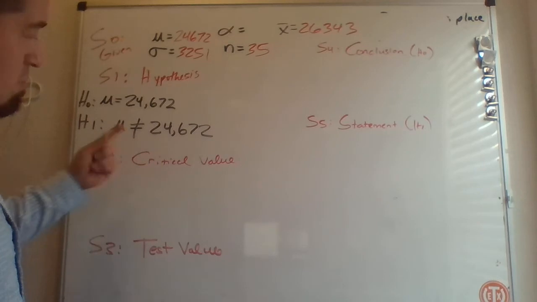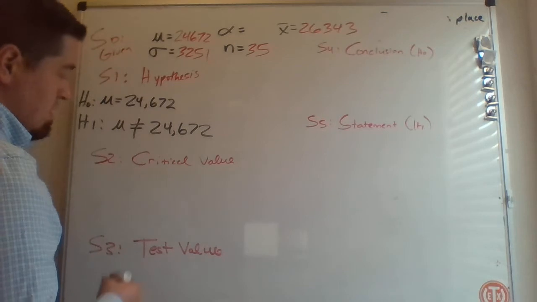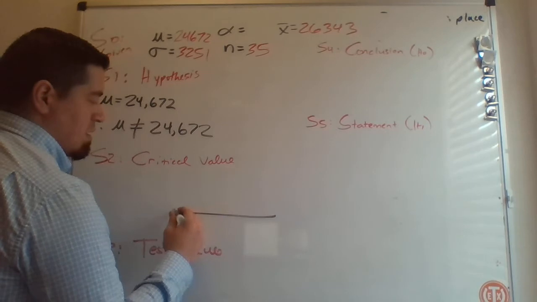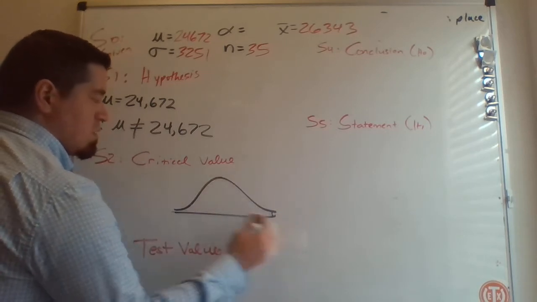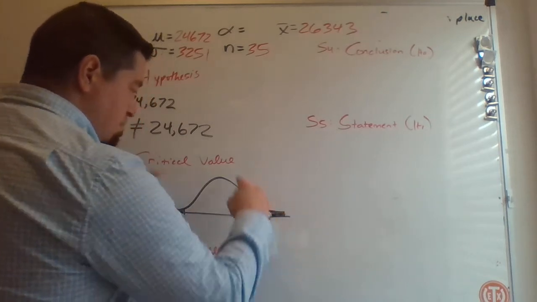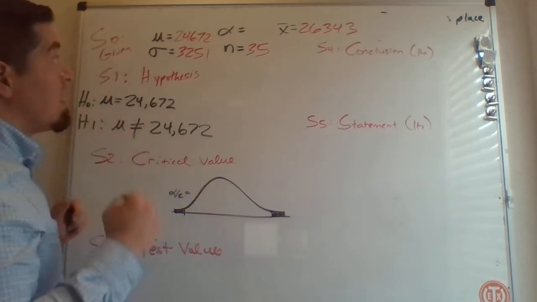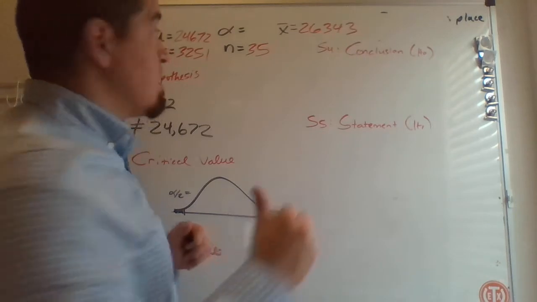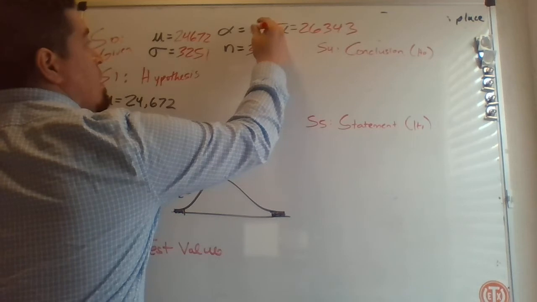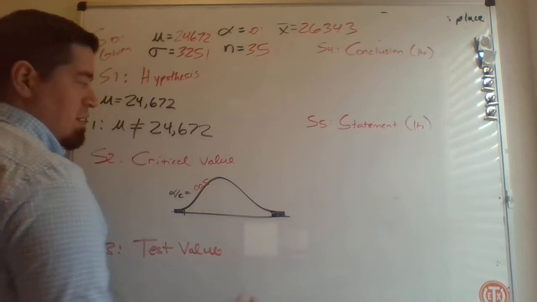So is this a left-tailed, right-tailed, or two-tailed test? Well, if it's not equal to, it's going to be a two-tailed test. I like drawing the picture here, and since I know it's not equal, I'll draw my two tails, shade to the left, shade to the right. Both together are alpha, so each individually is alpha over 2. Our alpha is 0.01 from the problem, and alpha over 2 would be 0.005.